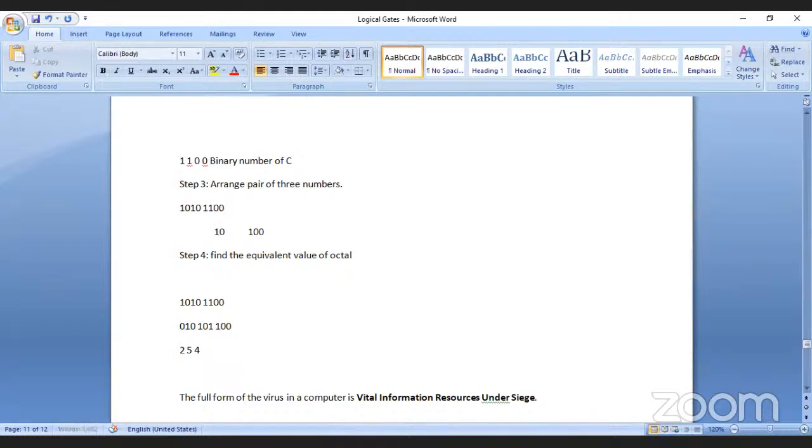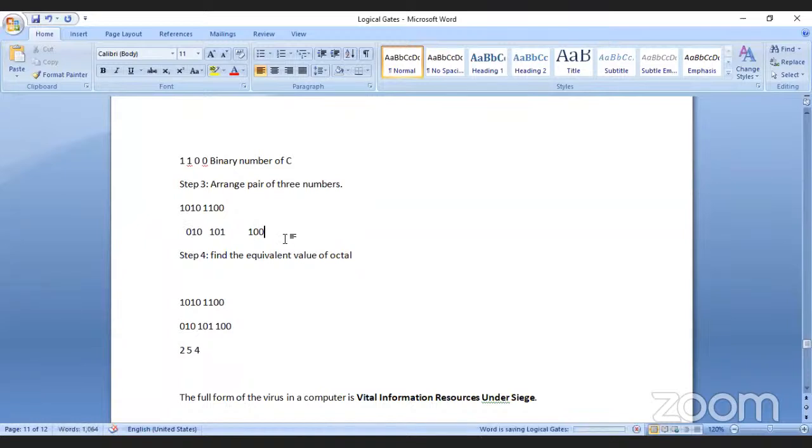The next one is 101. In the next case, I have only 10. Can I write a 0 on the left here? No, sir. Where do I have to write it if I want to make it three digits? On the right side. I hope it is clear. So in the third step, I told you to arrange pairs of three numbers.